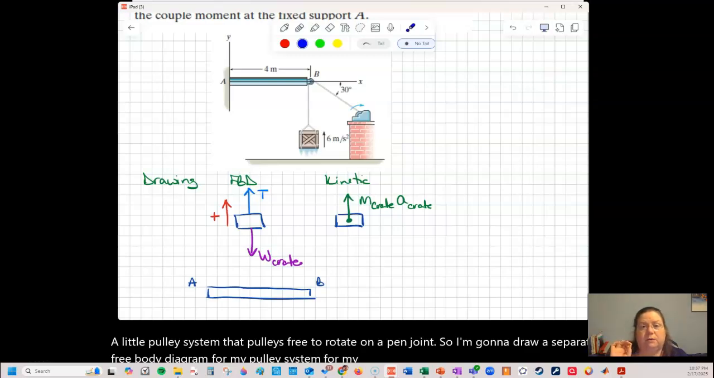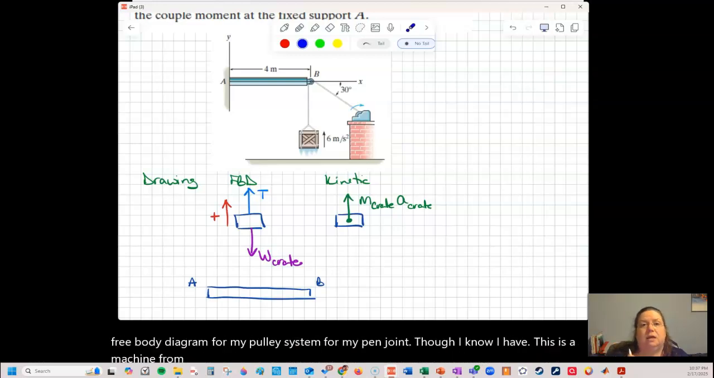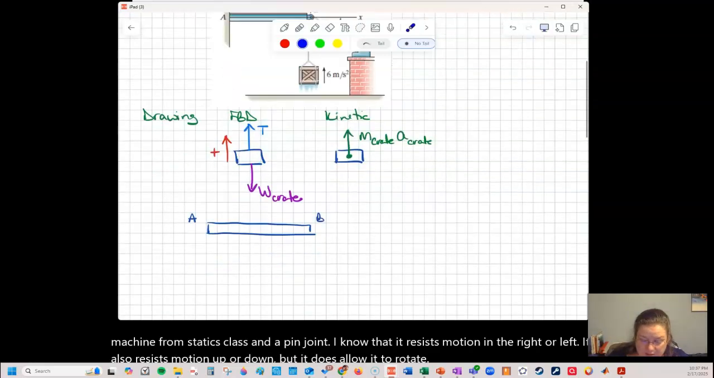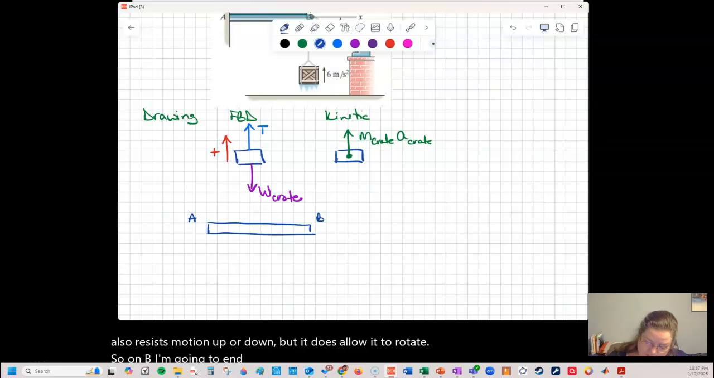For my pin joint, though, this is a machine from statics class, and I know that a pin joint resists motion to the right or left. It also resists motion up or down, but it does allow it to rotate. So on B, I'm going to end up with reaction forces of Bx and By.